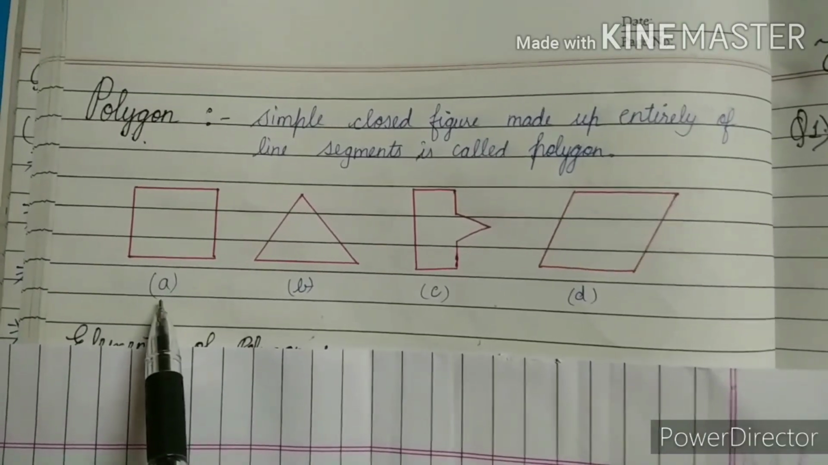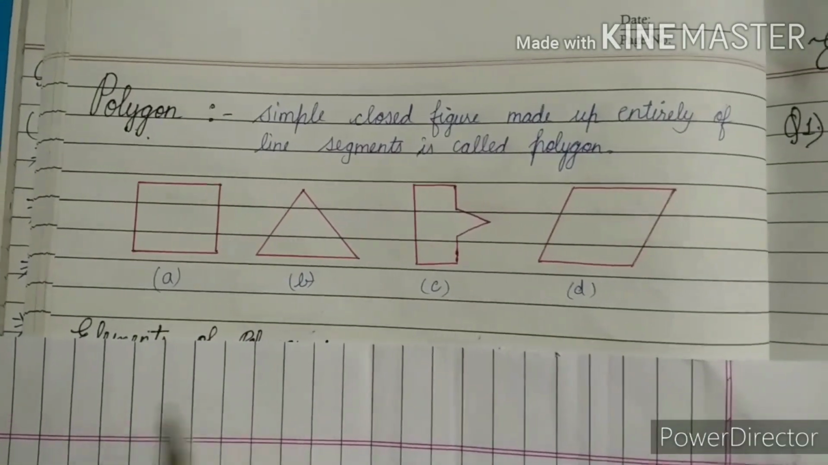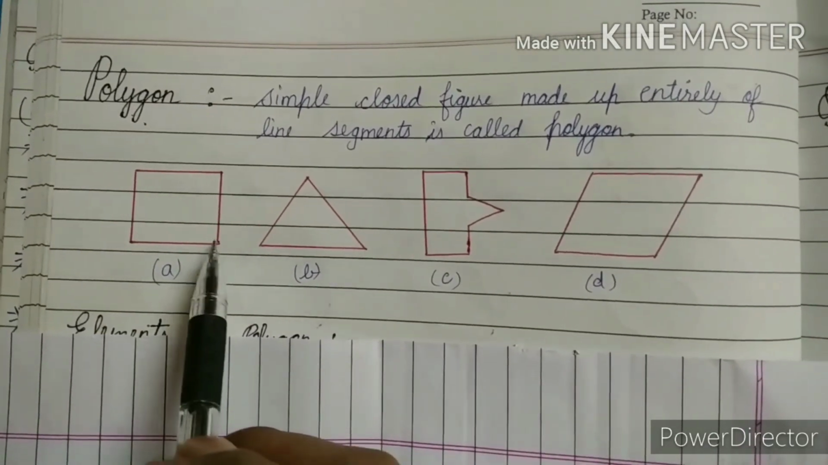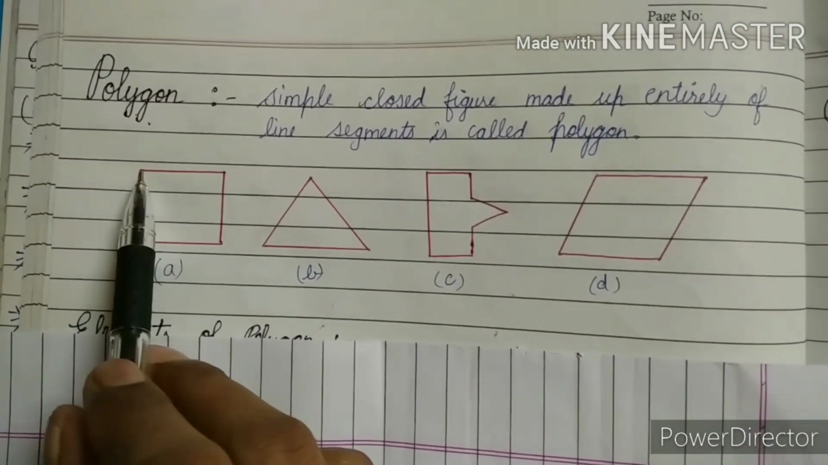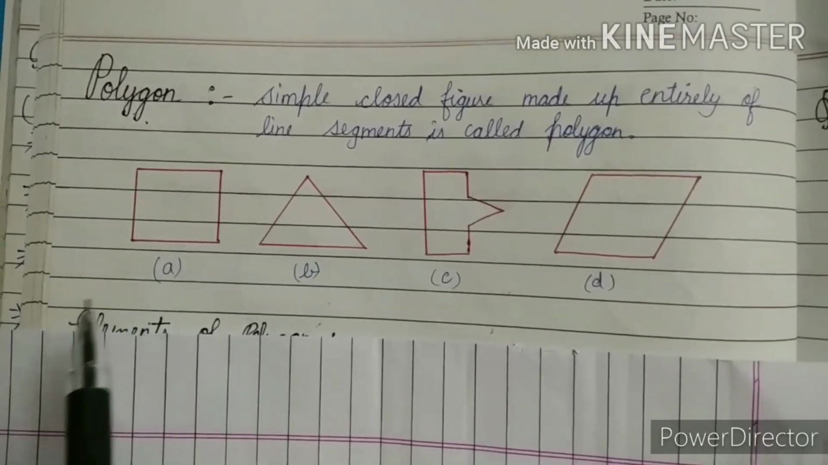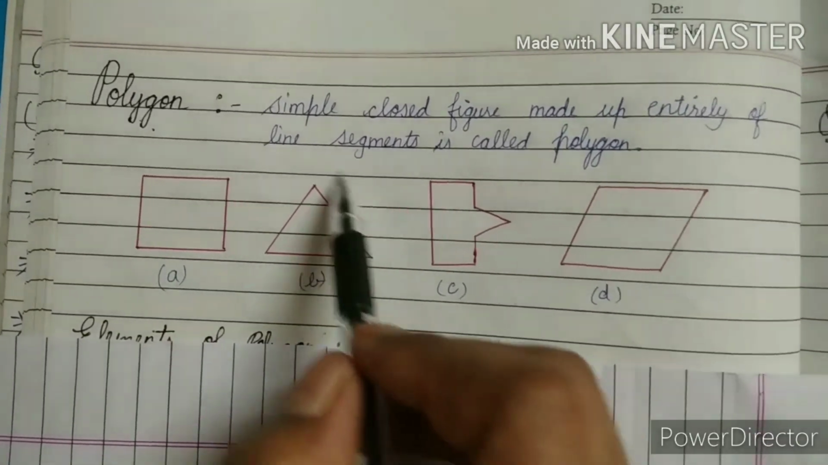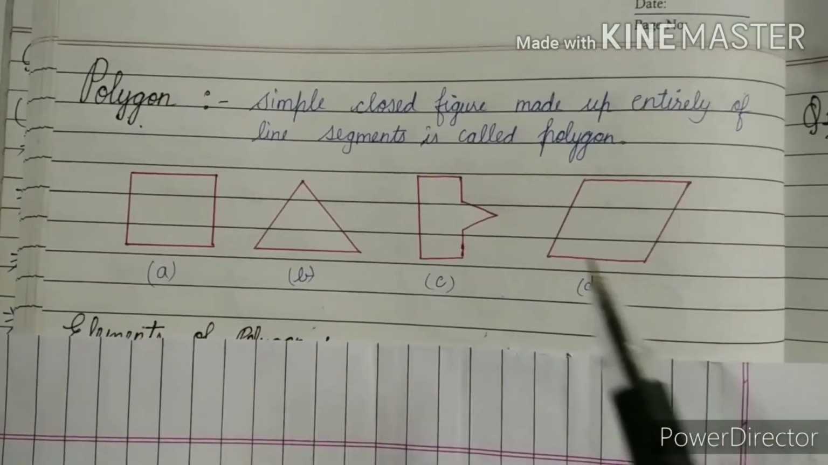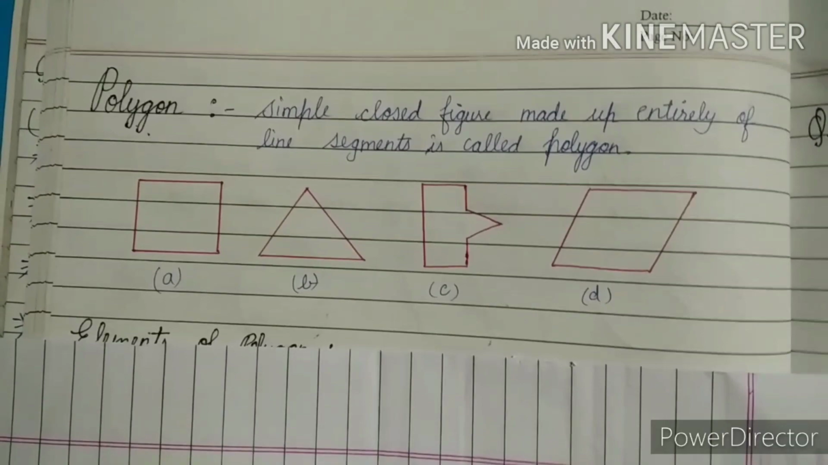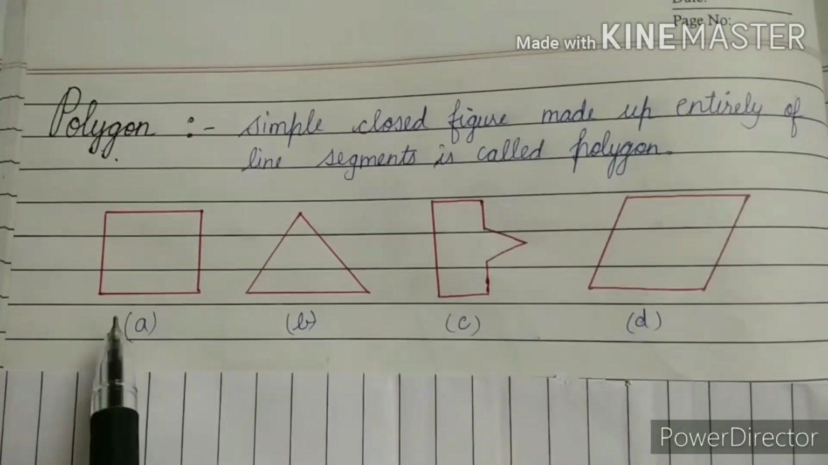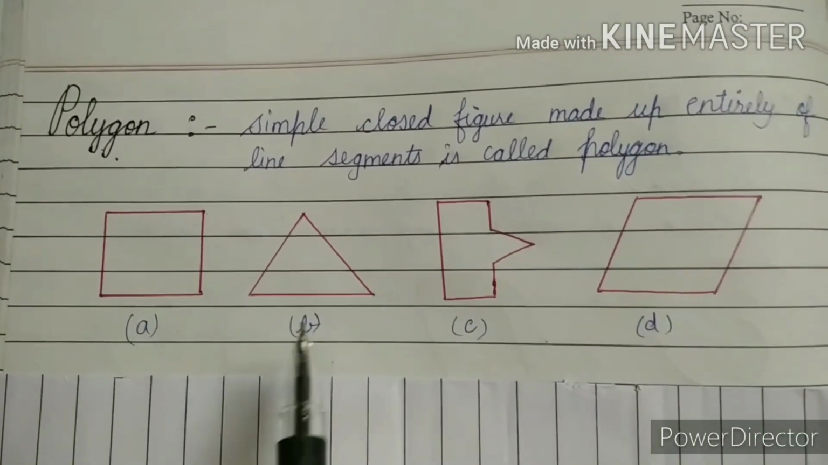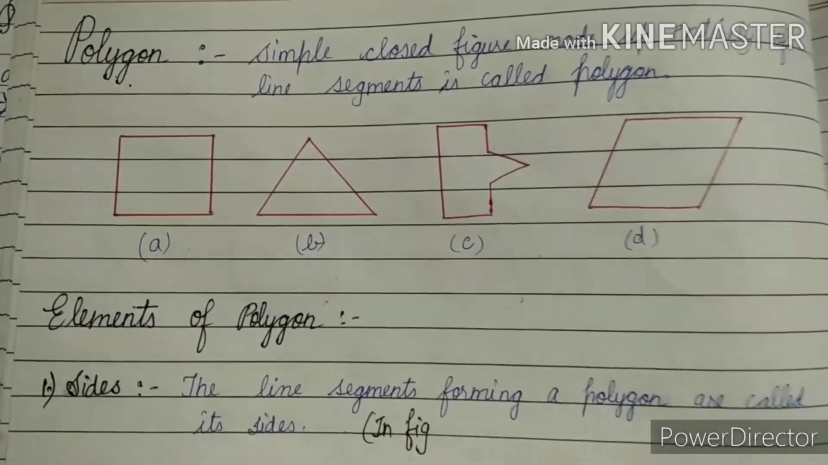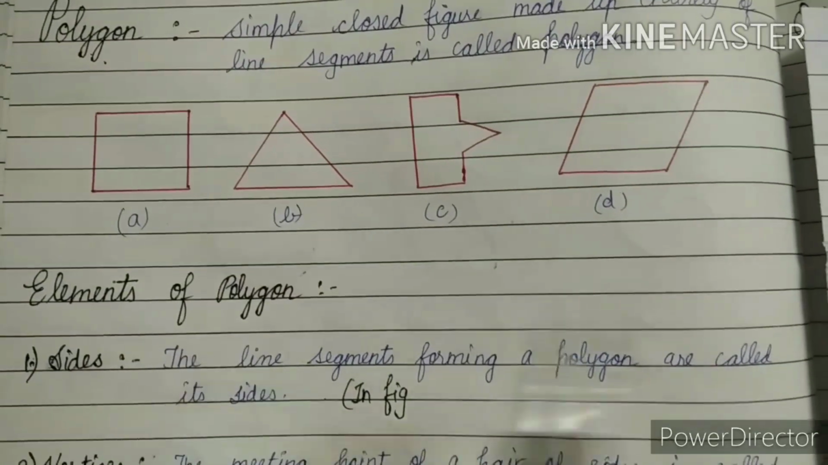As you can see here, I drew A, B, C and D sections. All the figures are made up of line segments. Here this is a line segment, this is also a line segment, this is also a line segment, this is also a line segment. So the first figure, second figure, third figure and fourth figure are all made up of line segments only. Now the new topic of the polygon, that is related to elements of polygon.